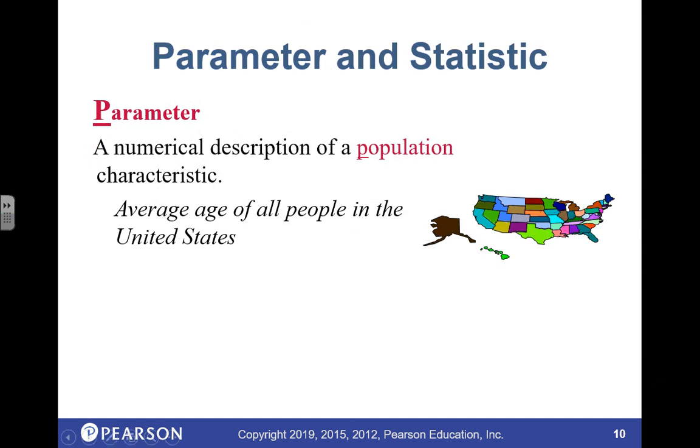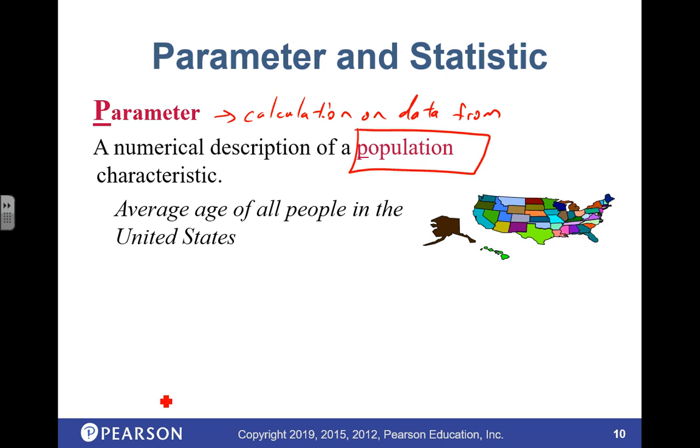Now, words that we often deal with are parameters. In general, a parameter is any calculation on data that comes from the entire population. If we collect data from the entire population and we run an analysis on it, that analysis is a parameter. Parameter and population both start with a P.